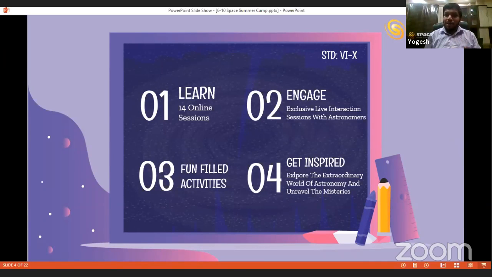Fun-filled activities. At your home, you might be thinking about what you should do. You have tried everything. You have done art, you have done craft. Now you need something new. So the something new can be learning astronomy through our sessions. Obviously, it will be inspiring you to explore the world of astronomy. Every session is designed in such a way that it will open up a new field of astronomy in front of you. Every day, a new topic. One session that opens up one window out there in the universe.